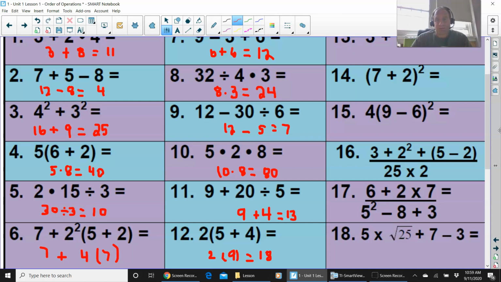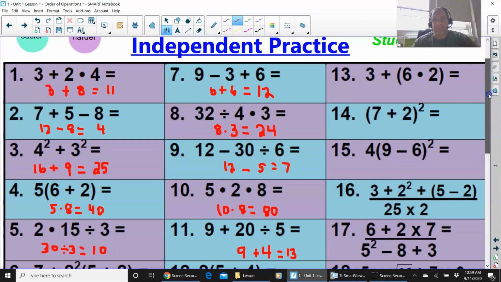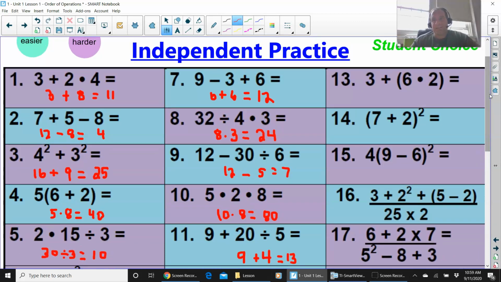Number 12, in parentheses first. That's what I'm looking at. So 5 plus 4, which is 9, and then times 2, which is 18. So that takes care of those. Take a look at number 13, 14, and 15. Do those by hand and press pause now.